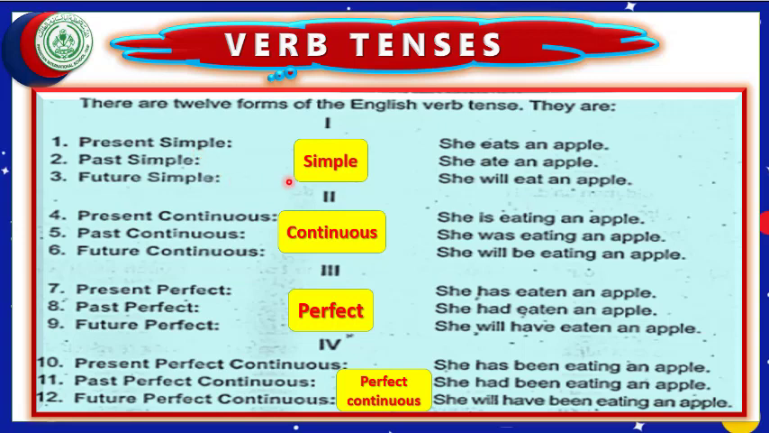First three are in simple. Simple means present simple, past simple, future simple. Next three are in continuous aspect. Continuous means present continuous, past continuous, future continuous. In the same way, next three are in perfect aspect. And the last three are in perfect continuous.